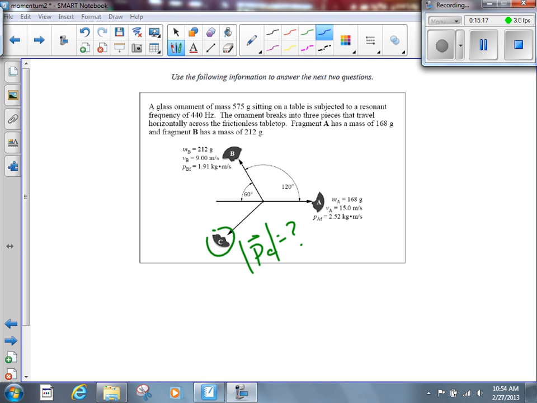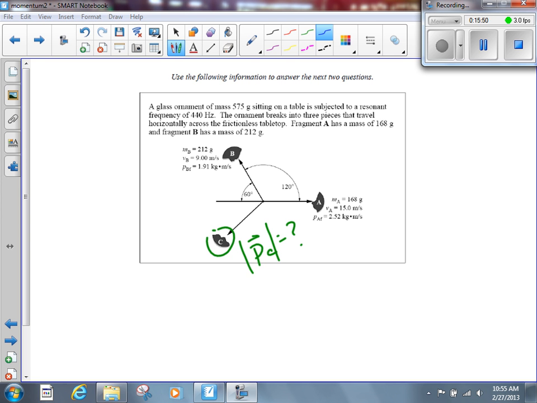Now let's take a look at the question here now. It says a glass ornament of mass 575 grams sitting on a table is subjected to a resonant frequency of 440 hertz. The ornament breaks into 3 pieces that travel horizontally across the tabletop. Mass is 168 and 212. What's the momentum of the third piece? Or at least what's the magnitude of the momentum of the third piece? We know what to do here, right? This is a conservation of momentum problem because we've got an explosion. But because we've got both x and y components, we've got to break it up into those components.